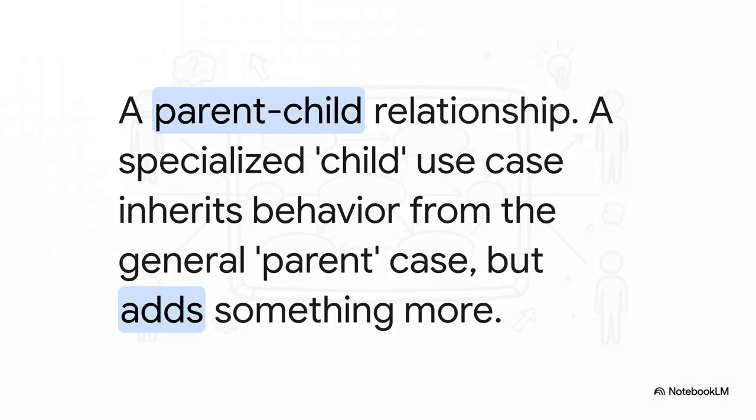The last main relationship we need to cover is generalization. This one is pretty straightforward. It's just a parent-child relationship. You have a general parent use case like make payment that has some common behavior. Then you have more specialized child use cases like pay by credit card or pay with PayPal that inherit all that common behavior from the parent but add their own specific steps. You use this to avoid repeating yourself and to show a really clear hierarchy.